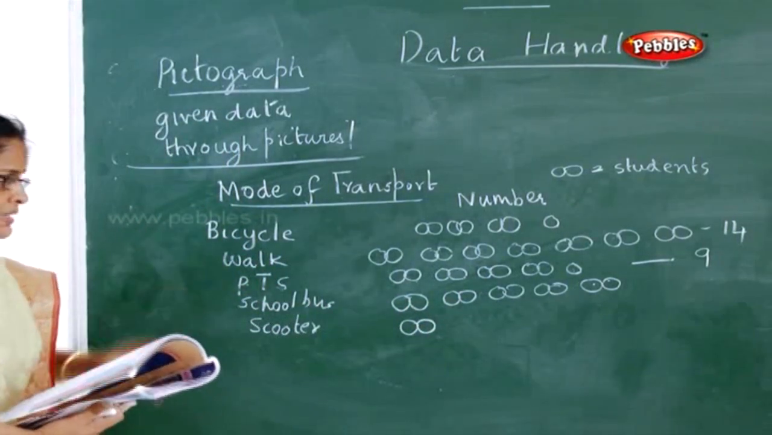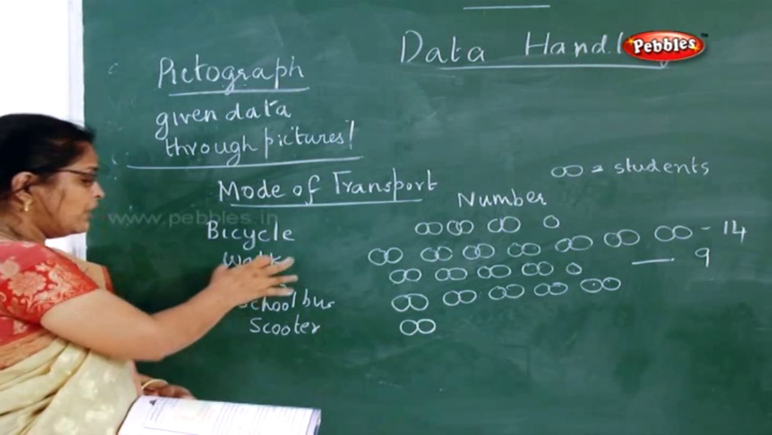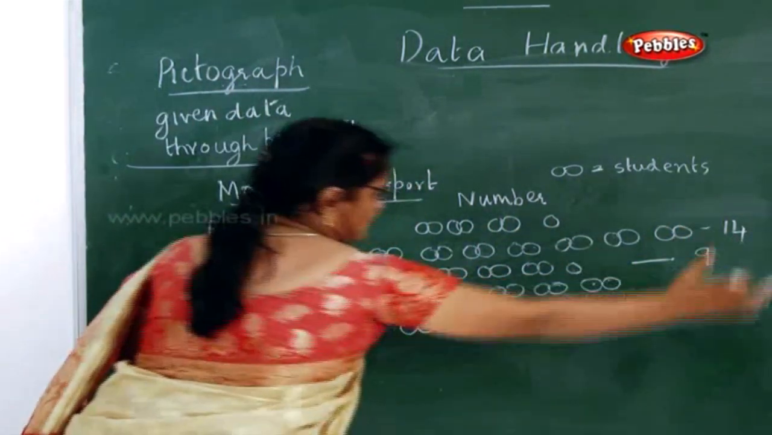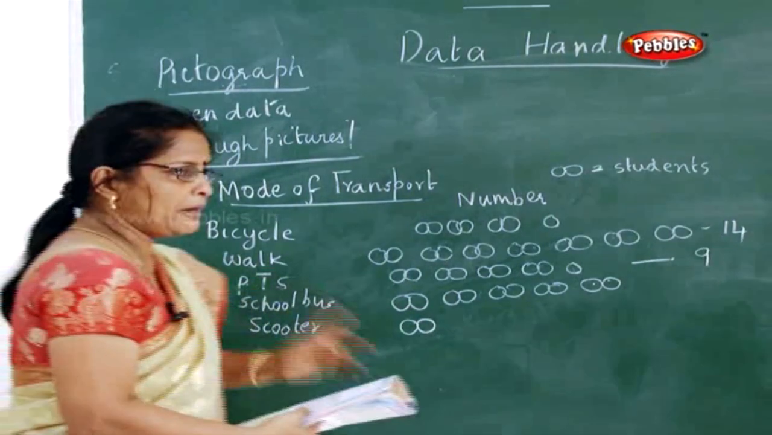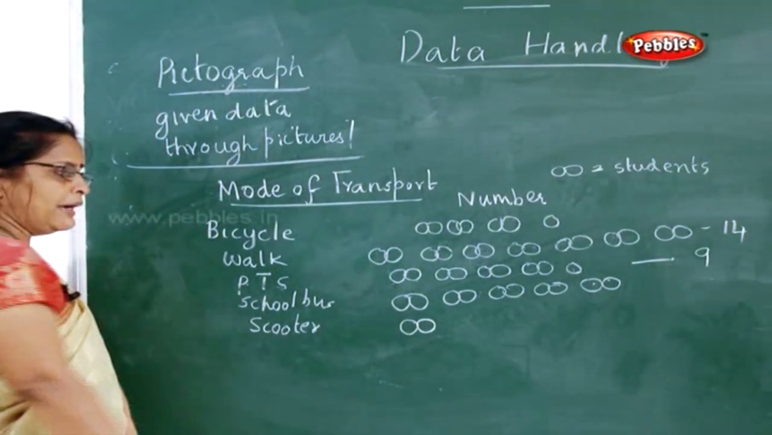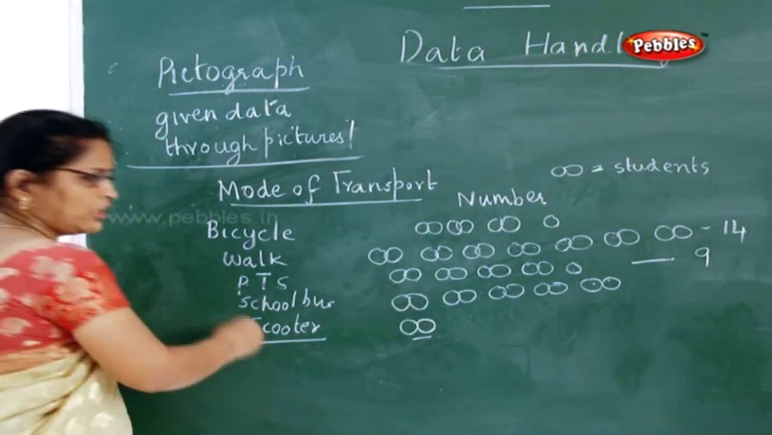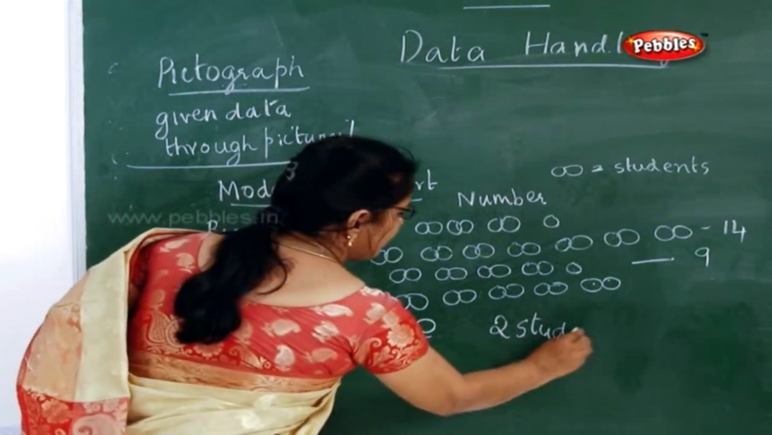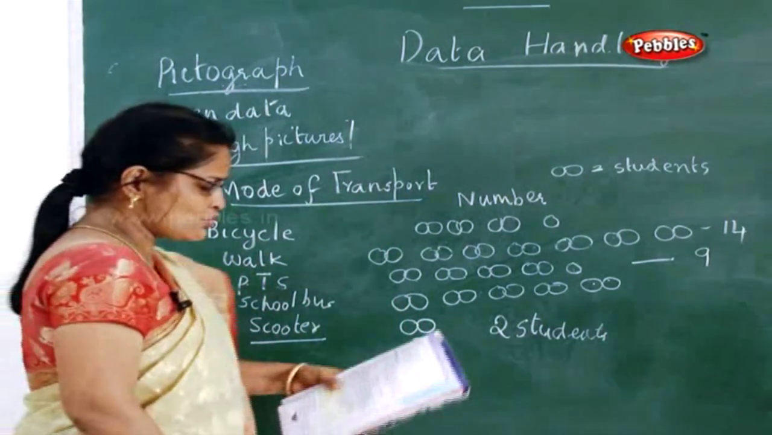So what is the second question they ask? How do the maximum number of students come? They come by walking, because the maximum number is this one, 14. Now, blank is used by 2 students. Now tell me, very easy it is. This scooter. Scooter is used by 2 students. Third question, scooter is used by 2 students.